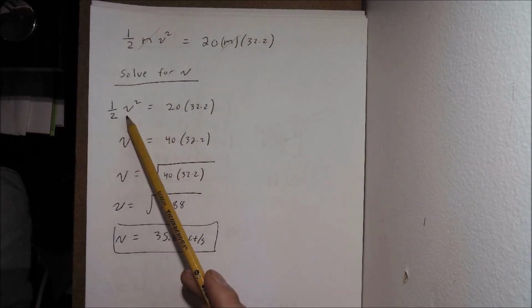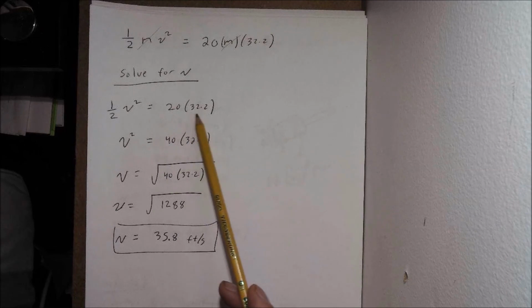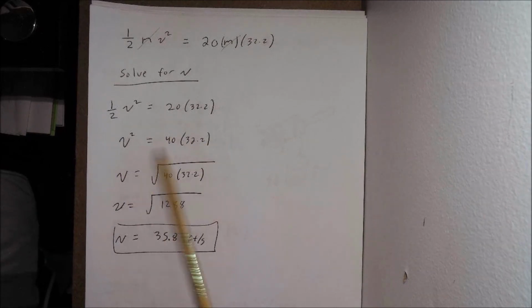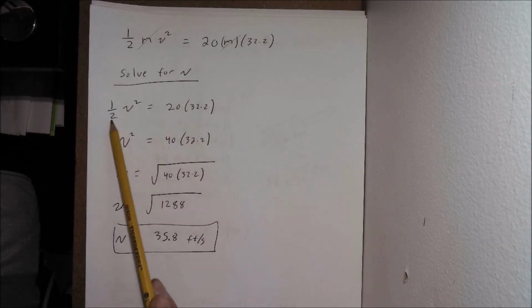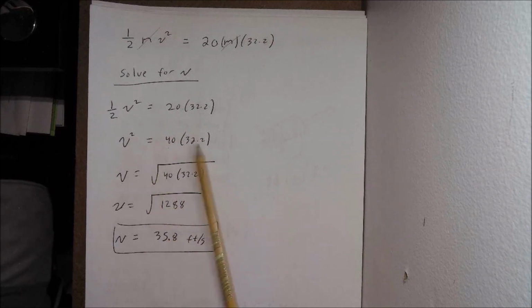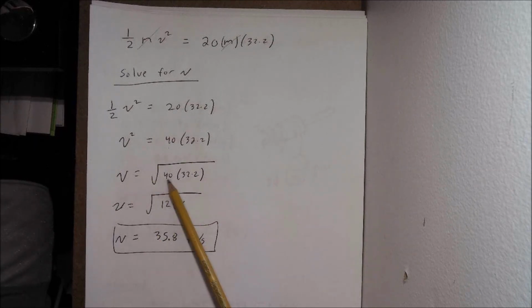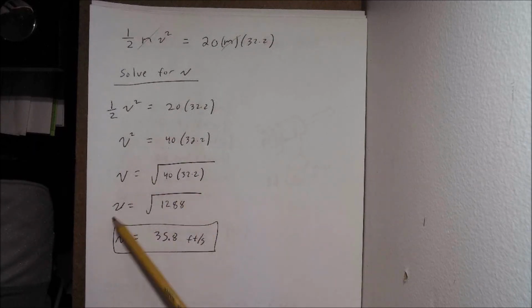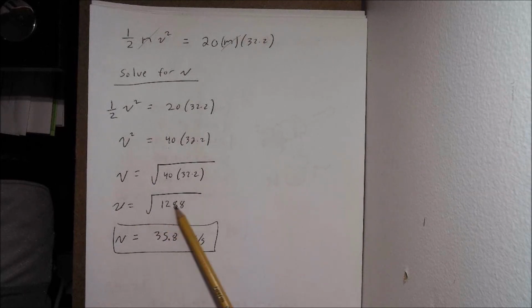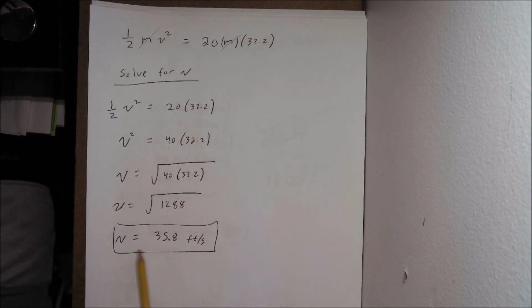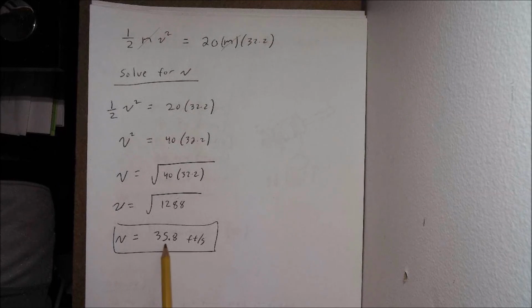Solve for v. So we now have 1/2 v squared is equal to 20 times 32.2. v squared is equal to 40 times 32.2 when we move that 2 over here. Square root of both sides, v is equal to the square root of 40 times 32.2, or v is equal to the square root of 1,288. We do that out. Velocity is equal to 35.8 feet per second. Units do double check if we do out our unit analysis.